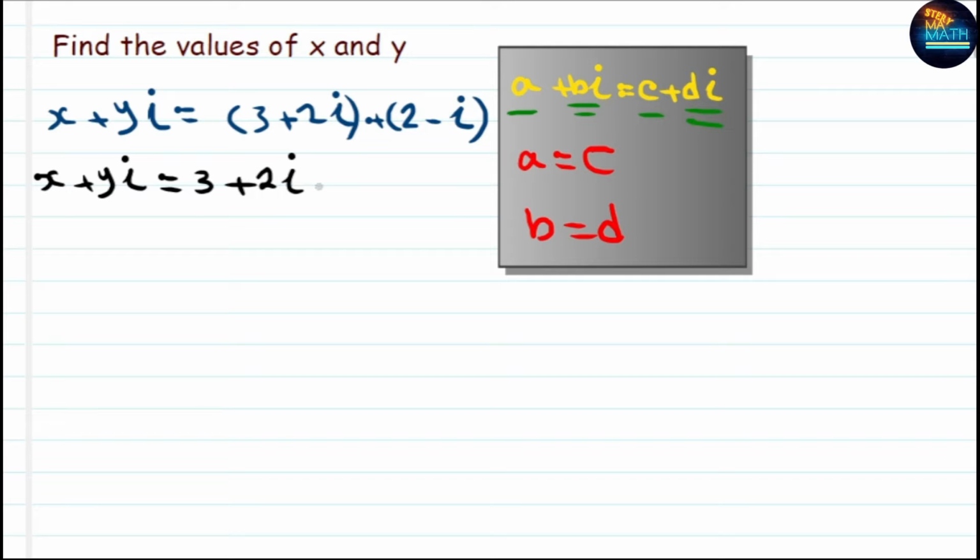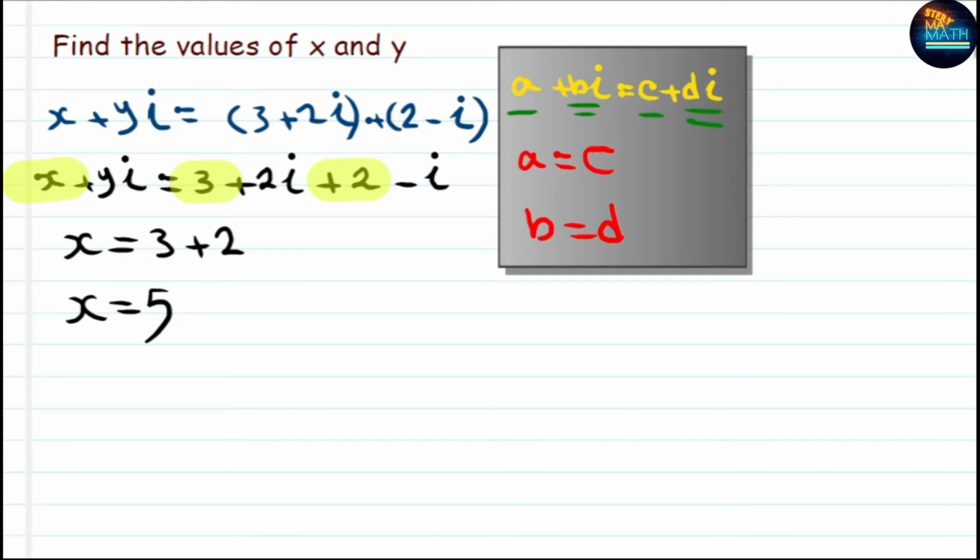And also here you don't have any number outside of the parentheses. That means you multiply 1 by each term, so it's 2 minus i. I mean, you can remove the parentheses. Now here, the real parts: x on the left-hand side, and 3 and 2 on the right-hand side. So x is equal to 3 plus 2. That means x is equal to 5.